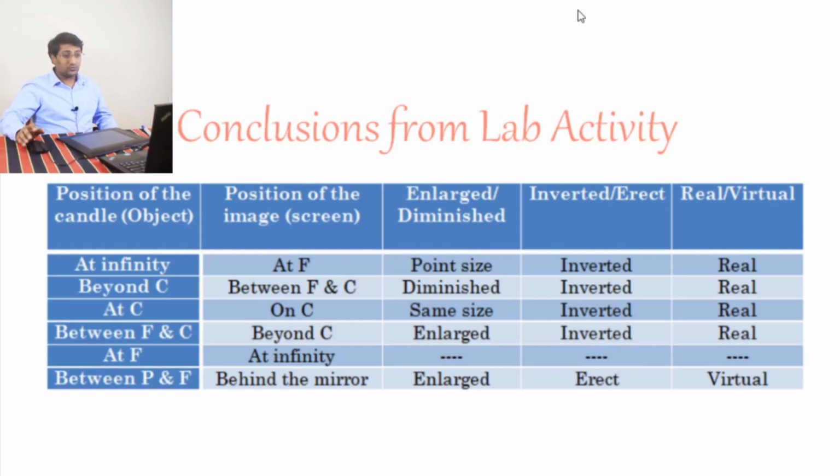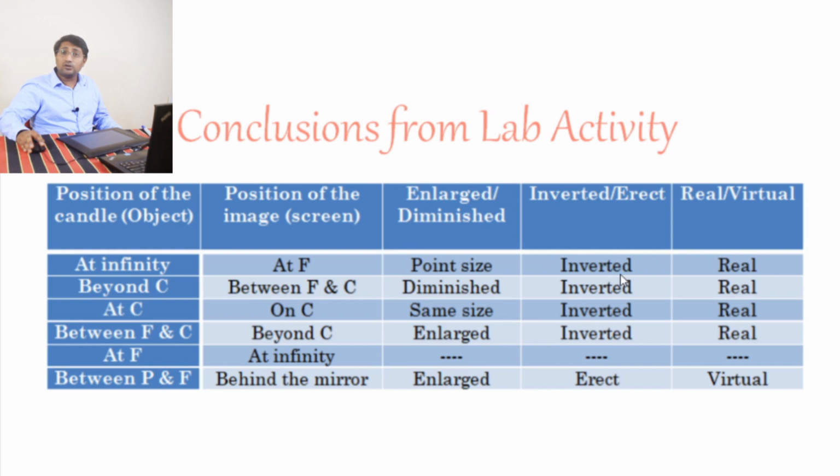This is the second prerequisite. We constructed this table from the lab activity. This was the conclusion of that lab activity, where object distances were placed beyond C, at C, between F and C, at F, and between P and F. For each and every position of the object, the image position has changed. The second column corresponds to that, and the size of the image has also changed. Sometimes it was diminished, sometimes it was the same size. We saw enlarged images, multiple enlarged.